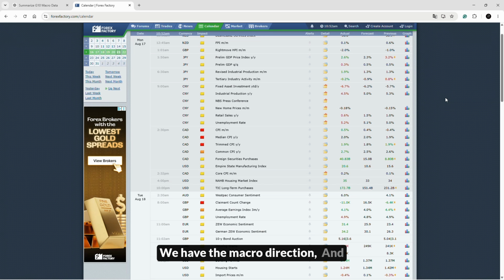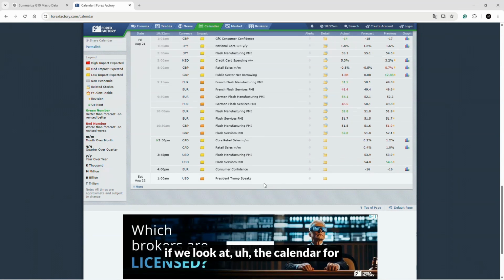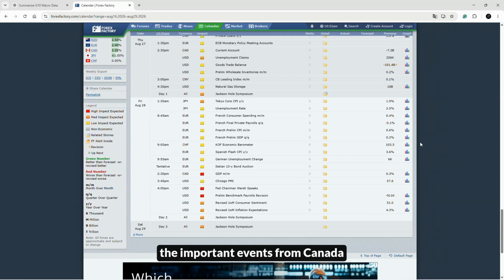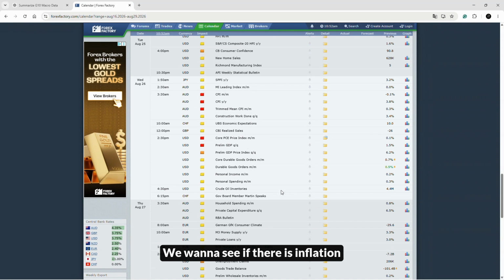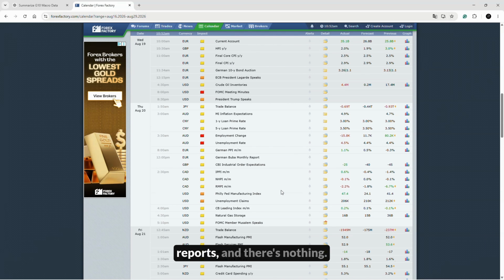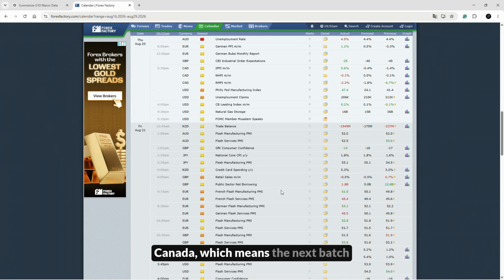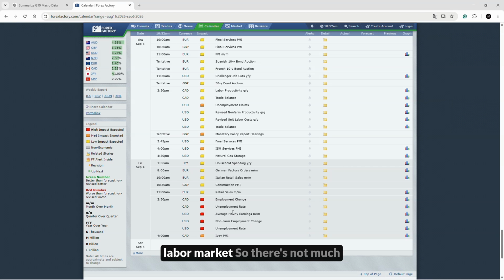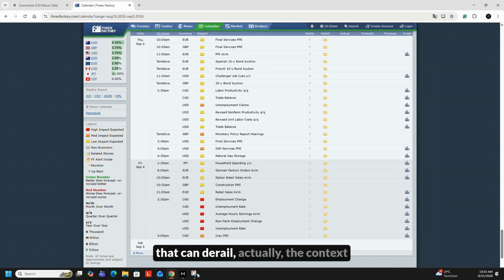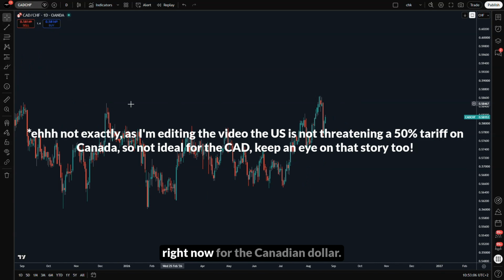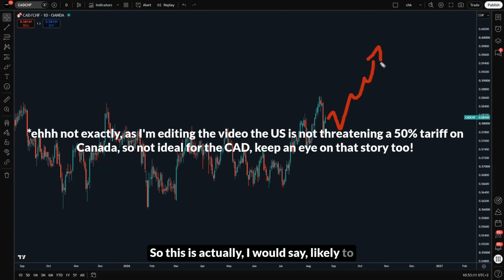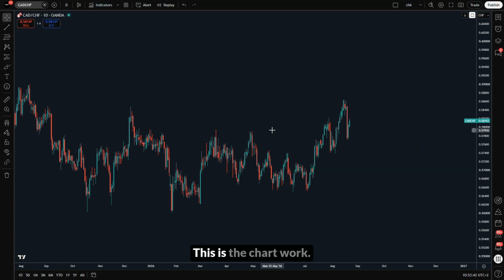We have the macro direction, and if we look at the calendar for the important events from Canada going forward, there is GDP at the end of August, but GDP is not really what we want to care about. We want to see if there is inflation for Canada or labor market reports, and there's nothing. There's nothing interesting for Canada, which means the next batch of data for Canada is going to come at the start of September with the labor market. So there's not much that can derail the context right now for the Canadian dollar. So this is, I would say, likely to move higher into the start of September as long as the context remains the same.